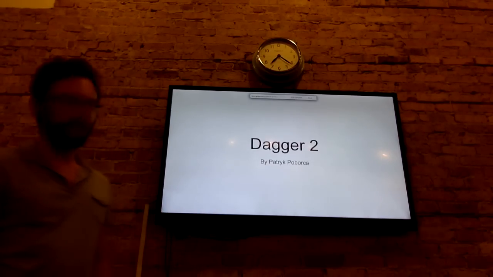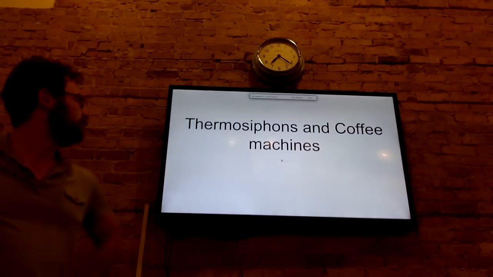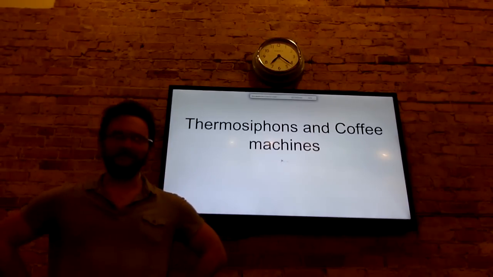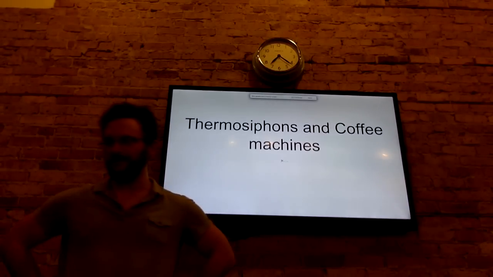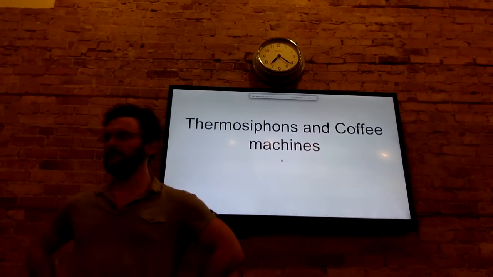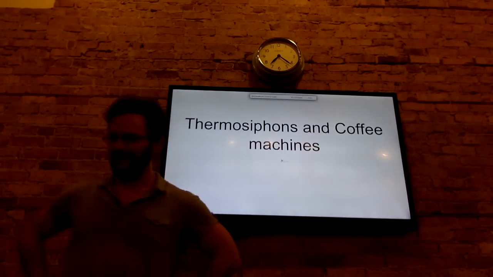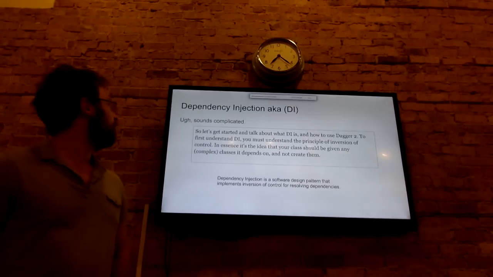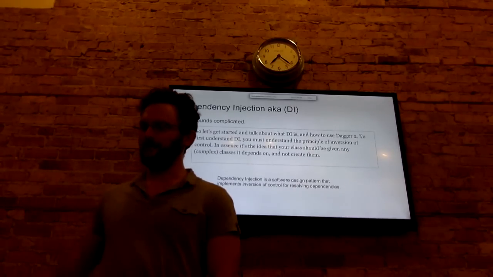Okay. So we're going to talk about Dagger 2, thermosiphons, and coffee machines. Just kidding. I don't know how many of you watched the presentations by Jake Warren or just talks in general. Everyone seems to go to thermosiphons and coffee machines, although what is a thermosiphon? And you end up getting more confused than you need to be. So let's just talk about dependency injection first. Sorry for my ugly slides.